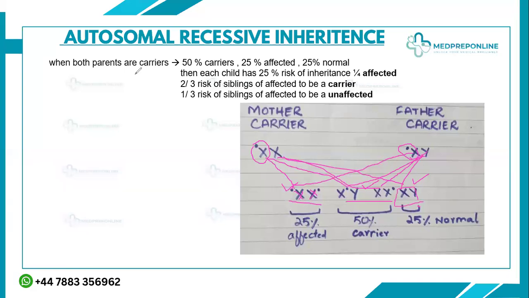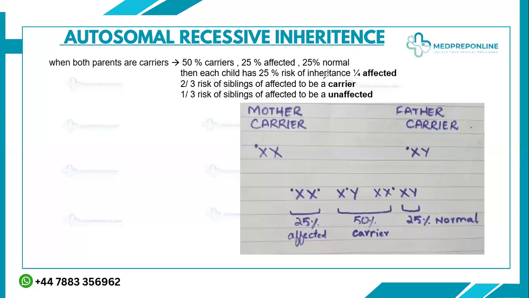All right, so when the exam questions come, they will mention whether the parents are carriers, whether the parents are affected, and then they will ask what the inheritance will be. Okay, so in the case where mother and father both are carriers, 50% carriers, 25% affected, 25% normal. Okay, so this is the case of inheritance.